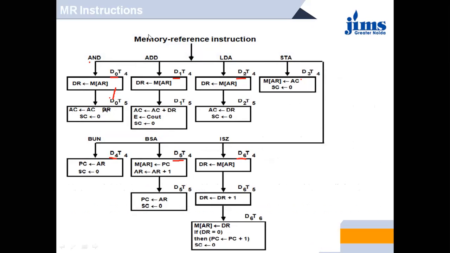So today we discussed the memory reference instructions. Till now we did instruction codes, computer registers, computer instructions, timing and control, instruction cycles, memory reference instructions, register reference instructions. Now we will discuss input output instructions and design of the arithmetic logic unit in the next class.